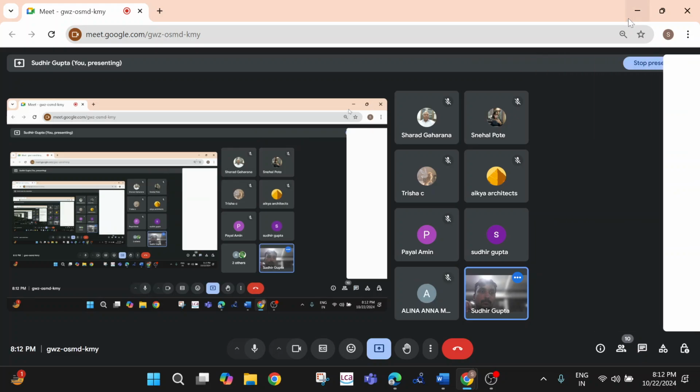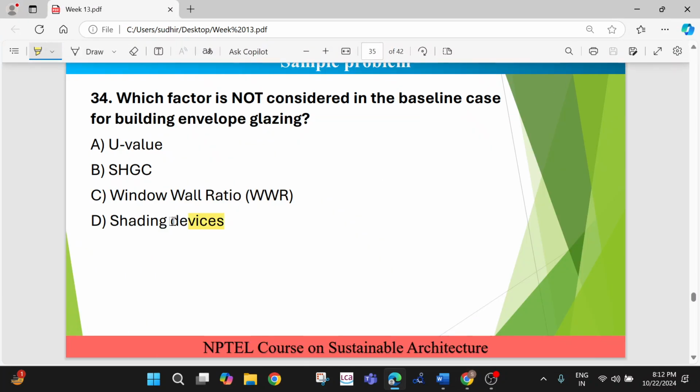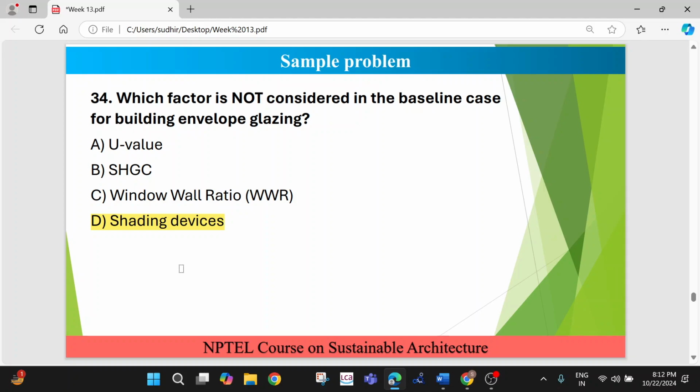Yeah, D is the right answer for this question. The rest of the things we were providing in the baseline, such as the U value, the solar heat gain coefficient and the window to wall ratio, but the shading devices we were not providing in the base case. That is not considered. D is the right answer for this question. Fine. Let's move to the next question.